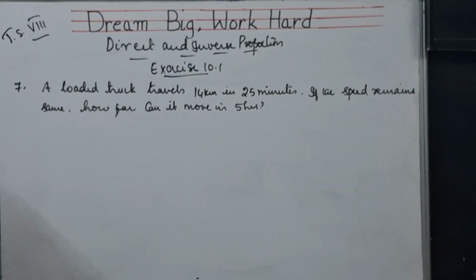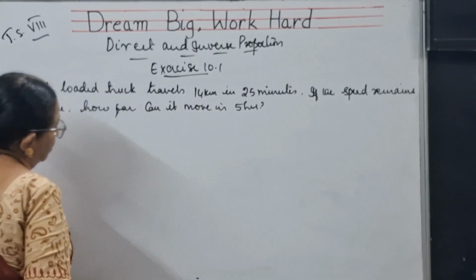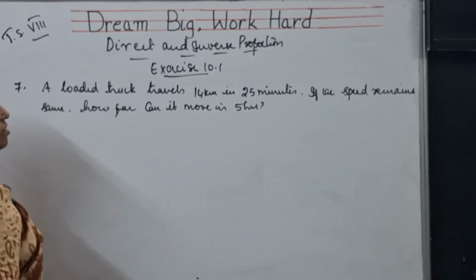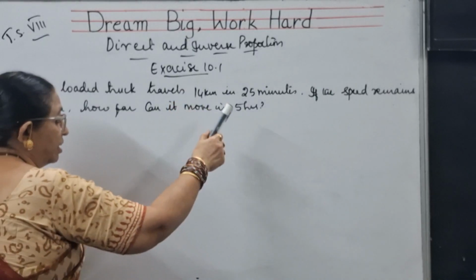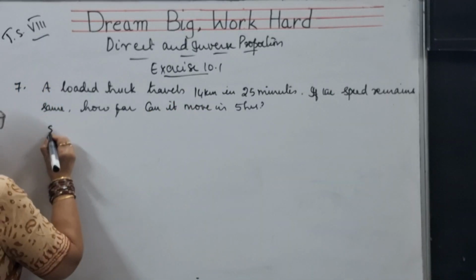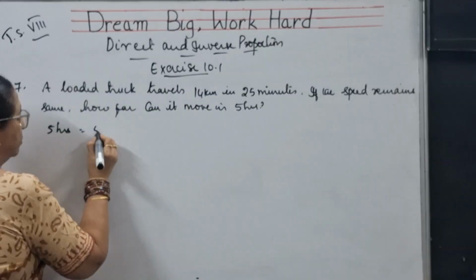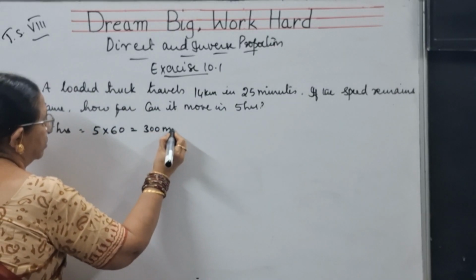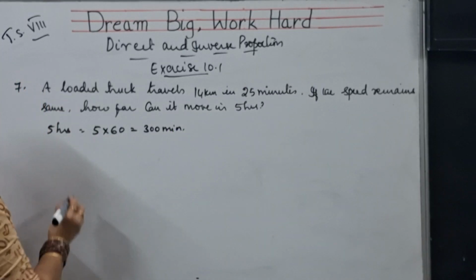Now, seventh problem, children. A loaded truck travels 14 kilometers in 25 minutes. If the speed remains the same, how far can it move in 5 hours? Actually, children, speed we say in kilometers per hour, but for our convenience, let us convert 5 hours into minutes. So 5 hours means 5 into 60 minutes per hour, 300 minutes.